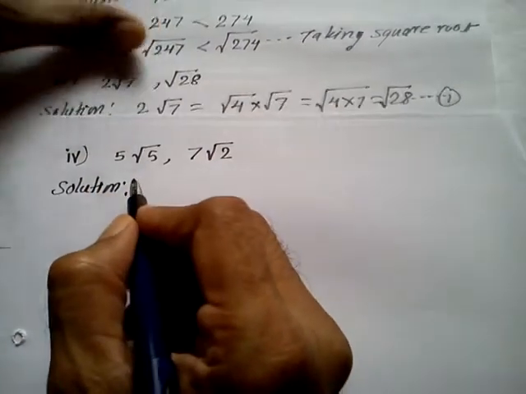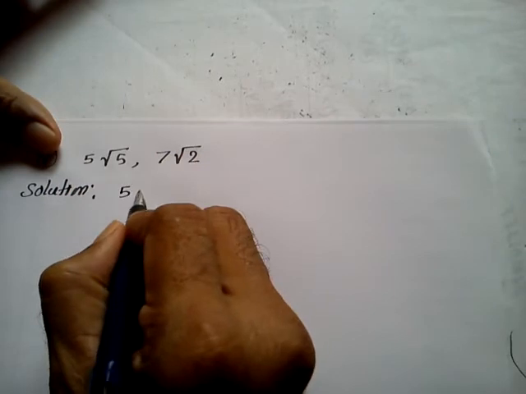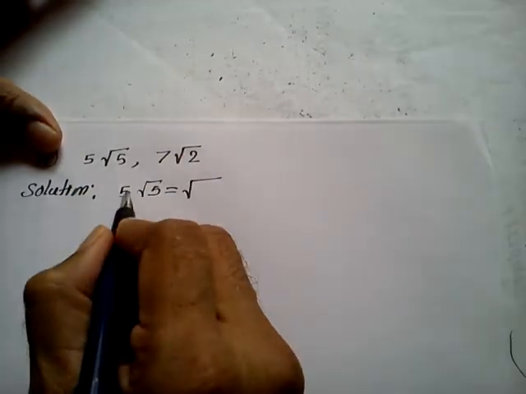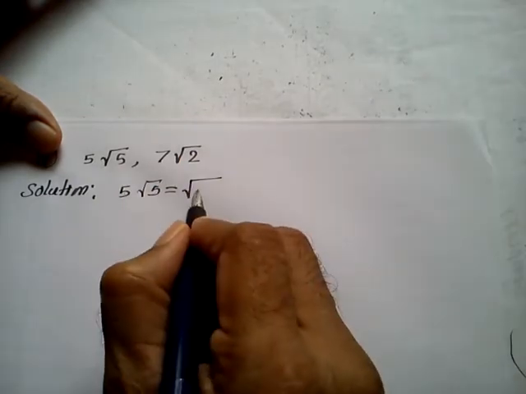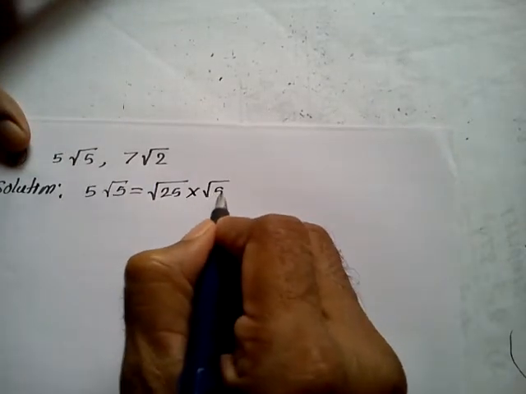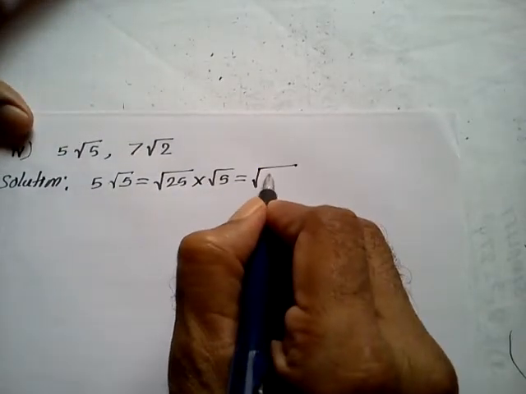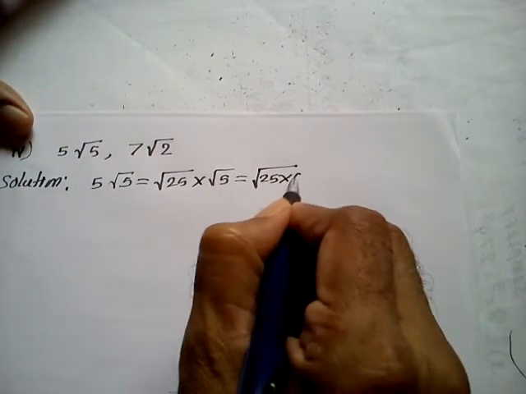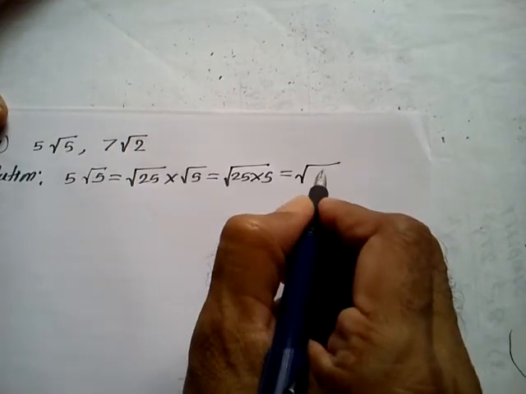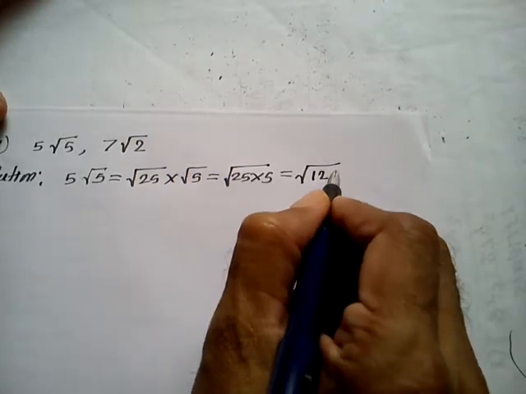See here, simplify this one. 5 root 5 is equal to, now you can solve this one, square of 5 is 25 into root 5 is equal to 25 into 5, that is, 25 5s are how many? 125, or you can multiply.